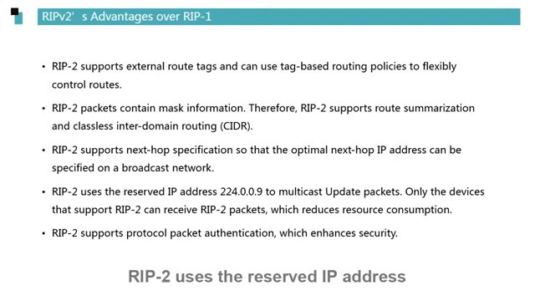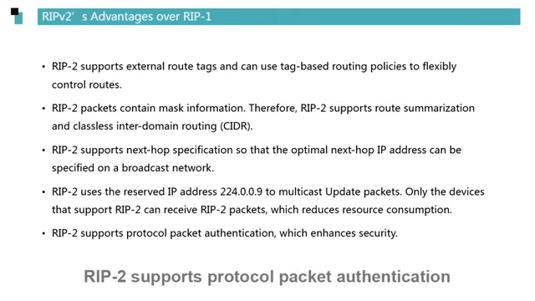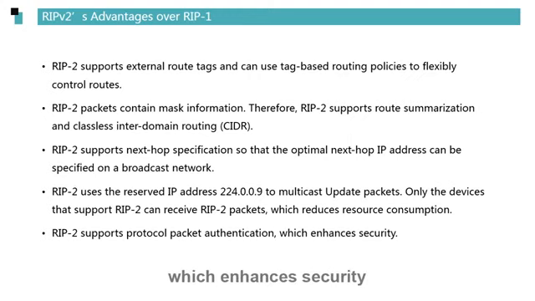RIPv2 uses the reserved IP address 224.0.0.9 to multicast update packets. Only the devices that support RIPv2 can receive RIPv2 packets, which reduces resource consumption. RIPv2 supports protocol packet authentication, which enhances security.